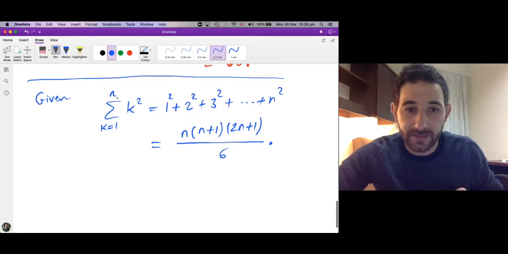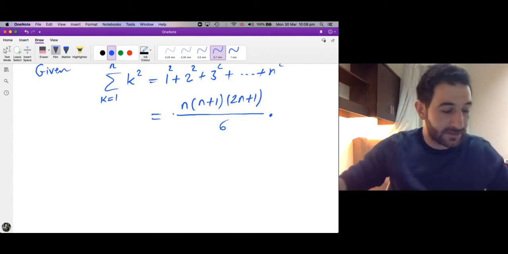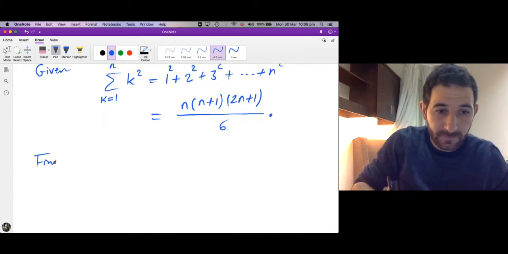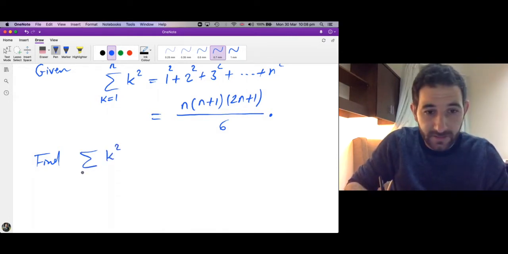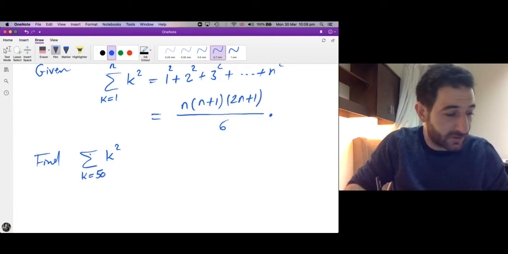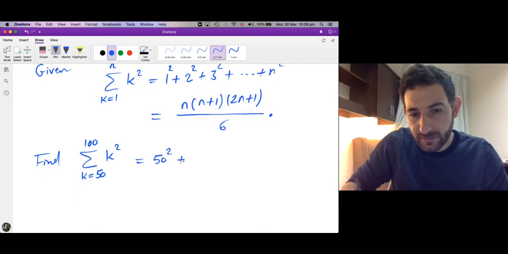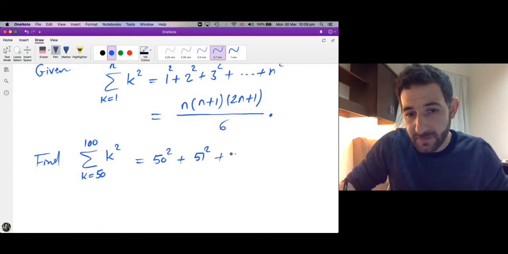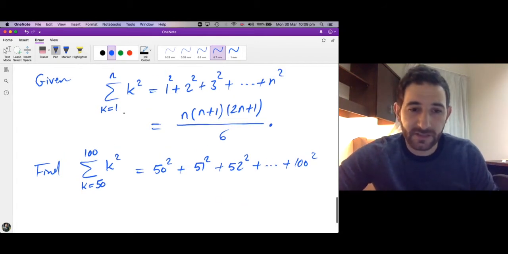Okay, so what is n? N is the upper limit of the summation. So suppose we are given this, and then the question is, find the summation of k squared, where k starts from 50 and stops at 100. So what is this? This is 50 squared plus 51 squared plus 52 squared, and you stop at 100 squared. But look, the formula we have doesn't start from any number, it always starts from 1. So I want to use this formula to compute this sum.